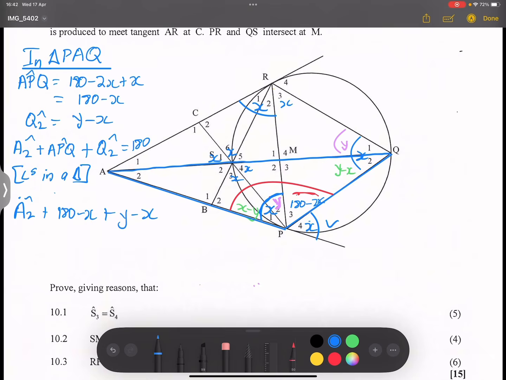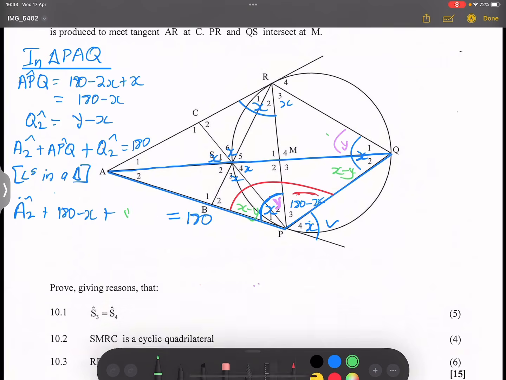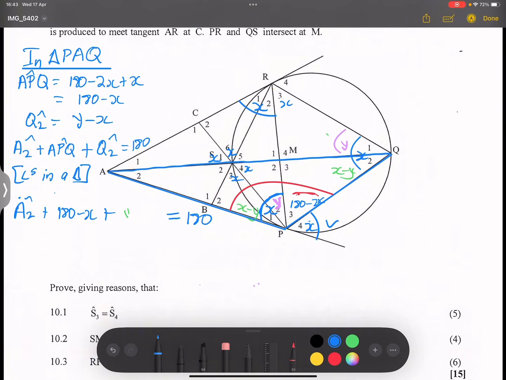Okay, and this is equal to 180. So now, sorry, this is not y minus x, rather x minus y. Sorry about that. So x minus y. The big angle is x. You subtract that small angle there. So this is y minus x, rather x minus y. Why do I keep saying that?